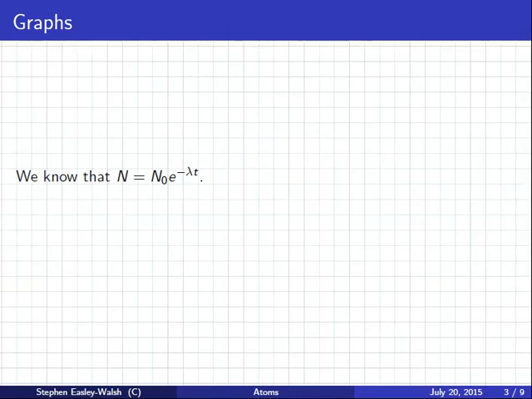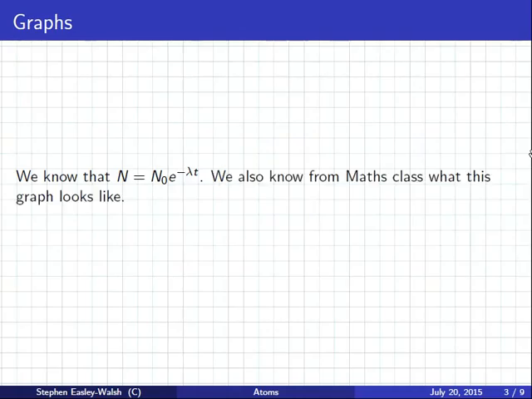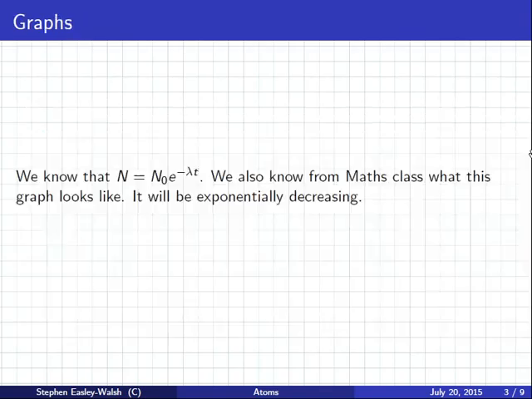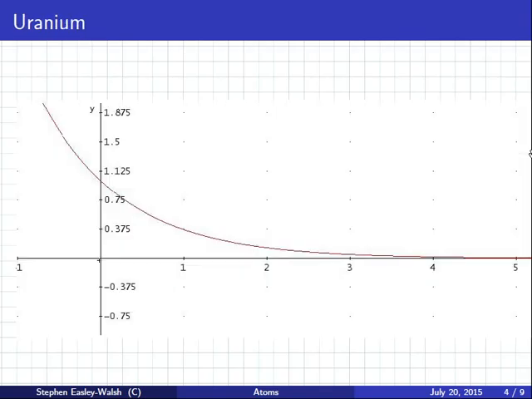Right, so you know from the class yesterday that N equals N0 e to the minus lambda t. We also know from maths class what this graph looks like. So you remember from maths class, it'll be an exponentially decreasing graph. So it will look something like this. You know this from maths class. This type of graph will look like this. We did a lesson on these graphs in semester 1.